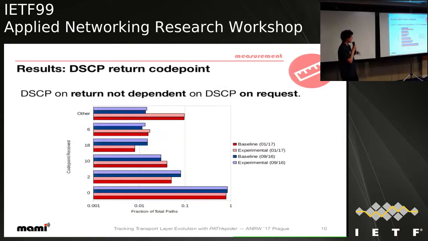So then the second thing that we looked at is, is there any link between the DSCP code points you get back and the ones you send out? And as you can see here, the distribution when using the baseline case, so the 0 code point outgoing, or the 46 code point, is almost identical. So there is no link, which is good.